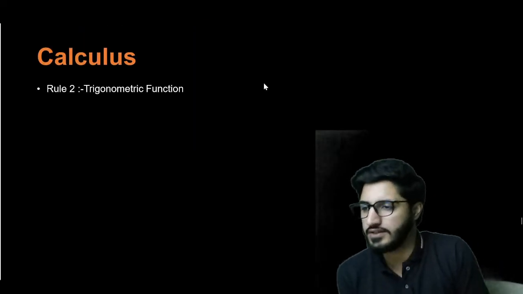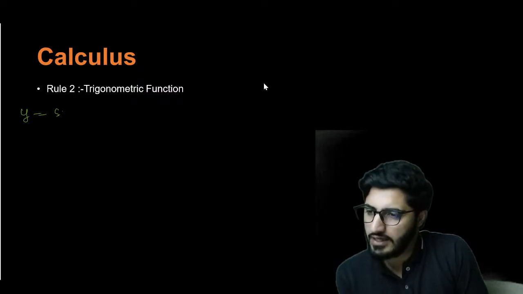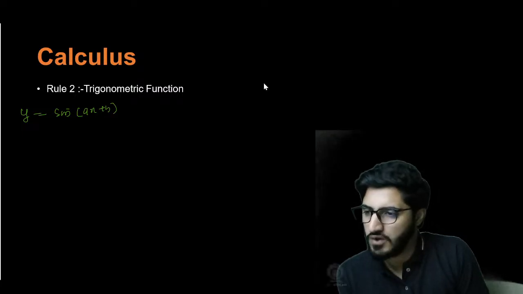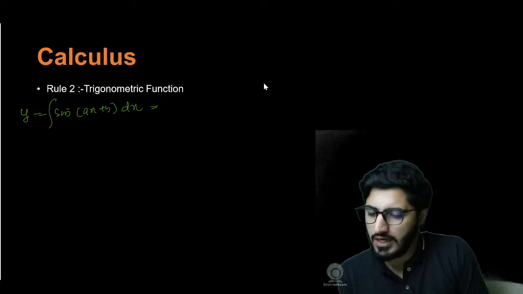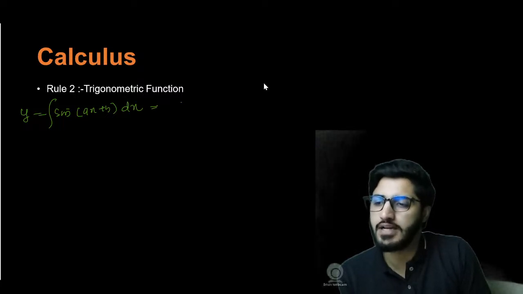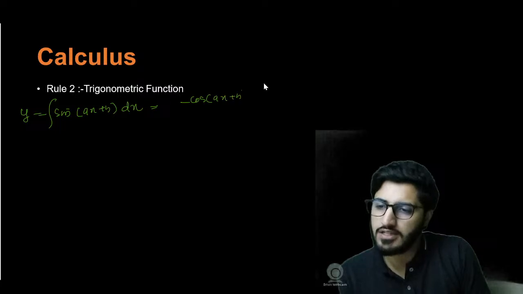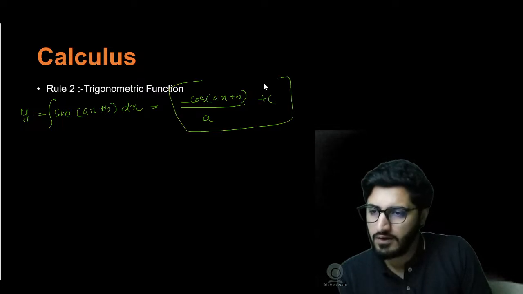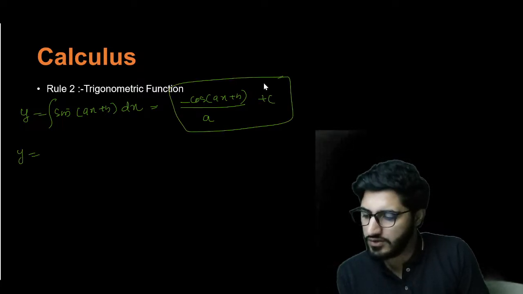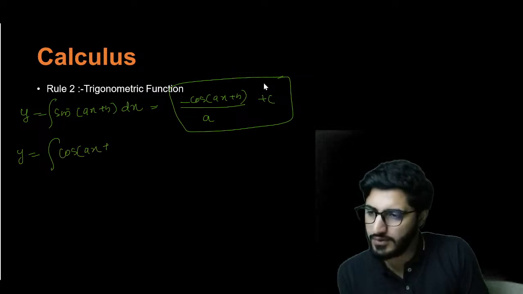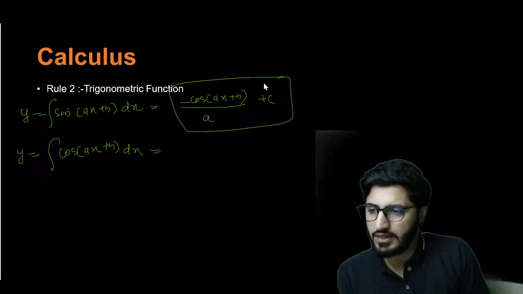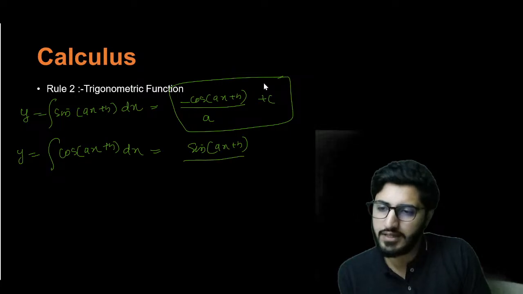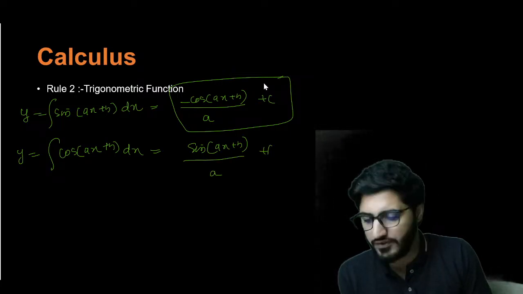Now we are having trigonometric functions. If my y is given as sine of ax plus b, how can I do it? Do the integration with respect to dx. Integration would be minus cos of ax plus b divided by the differentiation of ax plus b, that is only a, plus c. If we are having the integration of cos of ax plus b with respect to dx, its integration is sine of ax plus b divided by a, plus c.